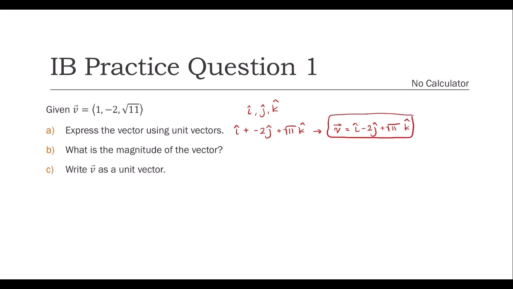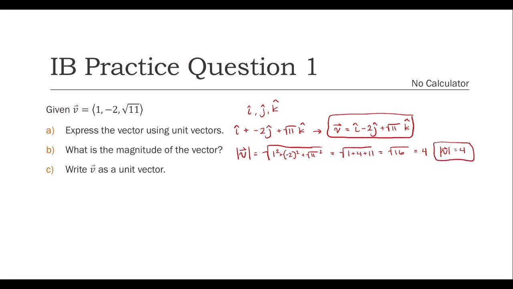Next it says, what is the magnitude of the vector? So our magnitude of our vector equals the square root of each component squared. So 1 squared plus negative 2 squared plus the square root of 11 squared. So that equals the square root of 1 plus 4 plus 11, which is the square root of 16, which equals 4. So the magnitude of V equals 4.